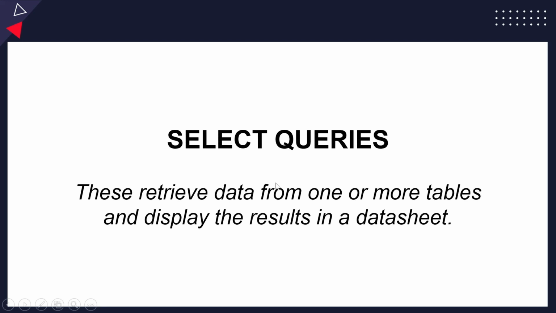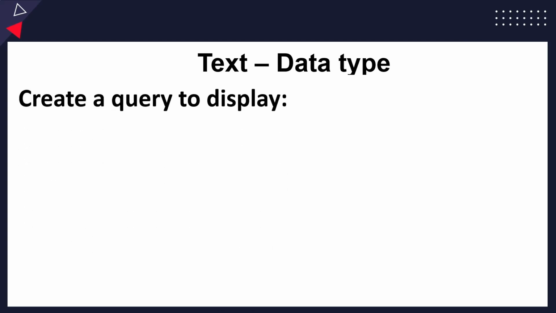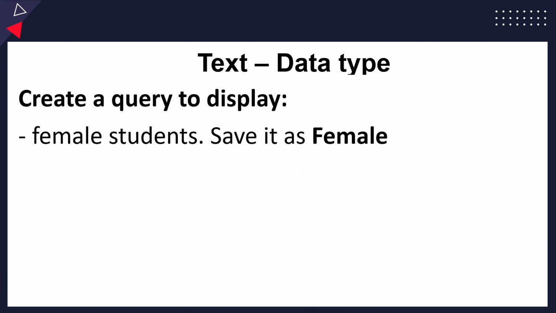Remember, we've said select queries help us to retrieve data from one or more tables and display the results in a datasheet. So we'll be utilizing these queries to retrieve data. Let's take a look at this example, and we begin with the text data type. I have a question here, and we are required to create a query to display female students, and we are saving it as female.